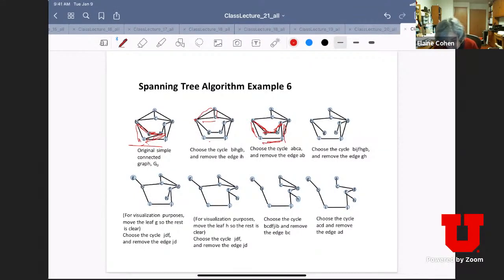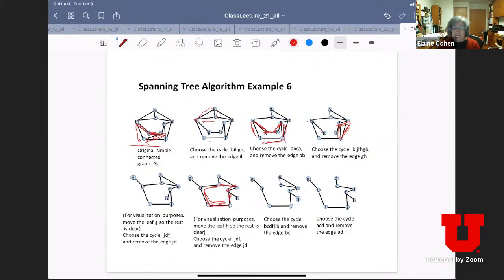And for visualization purposes, we move G out of the way. We don't move H yet. These 2 graphs are the same. I just moved H. I changed no connections, no edges. So what did I choose? I choose J, D, and F. So I choose that loop and I removed the edge JD. And you see it in this picture here. Again, now we move H out of the way. And we look at the cycle B to C to D to F to J to I to B. And we decided to remove edge BC.